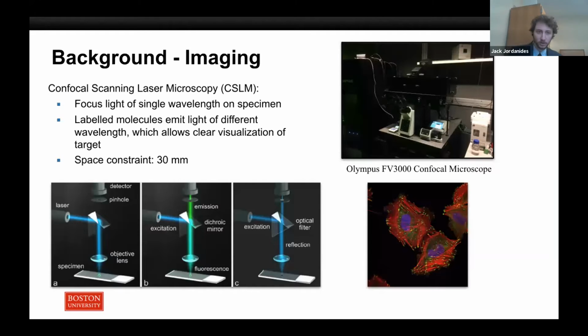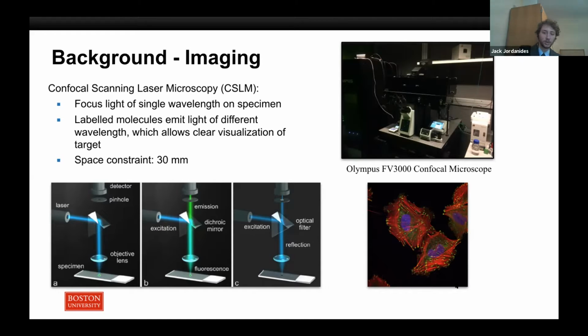So just a little bit of background about imaging, which is important for our device. We designed this device to be put into a confocal scanning laser microscope. Basically what this microscope does is you can focus light of a single wavelength on the specimen, which in our case will be the mouse flexor tendon explant. And then you can label biomolecules of interest within the tendon with dyes so that the labeled molecules will emit light of a different wavelength. And that allows clear visualization of those different targets.